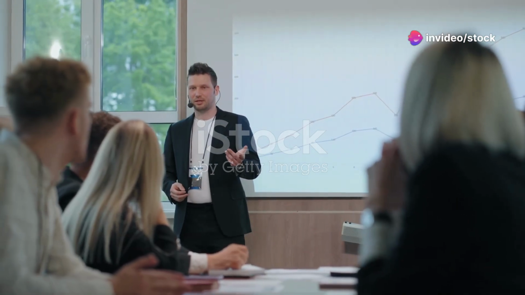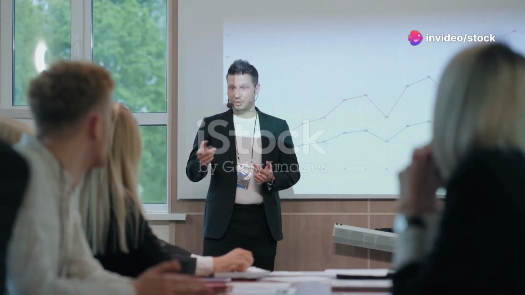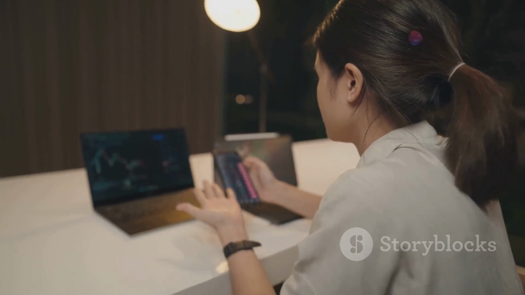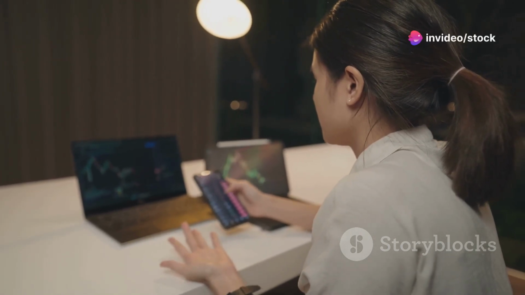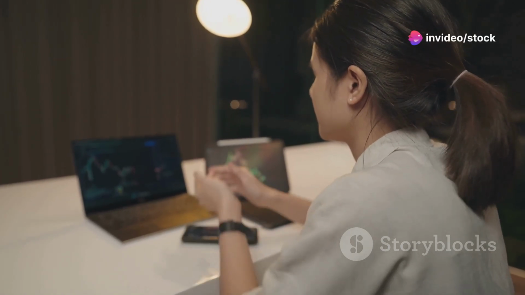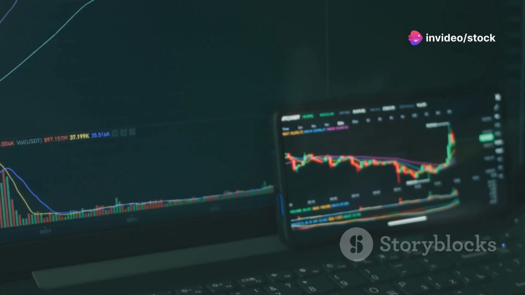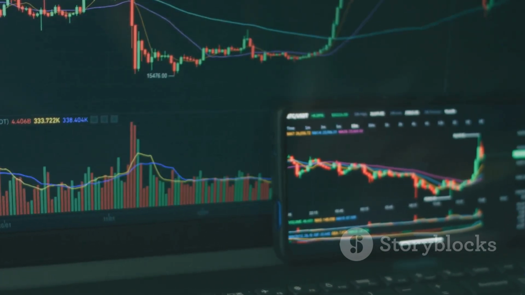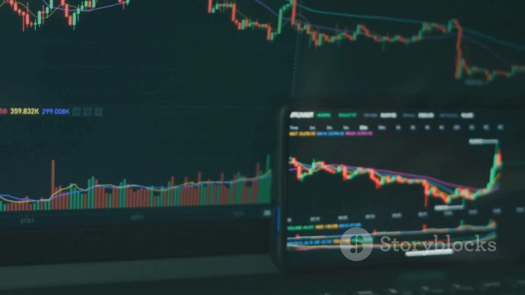Alright, now let's talk about something that often gets overlooked, your risk tolerance. This is essentially how comfortable you are with the ups and downs of the market. Are you someone who can stomach seeing your portfolio drop 20% in a market downturn, or would that keep you up at night? Understanding your risk tolerance is crucial because it will determine how you react to market fluctuations and whether you'll stay the course with your investment strategy.